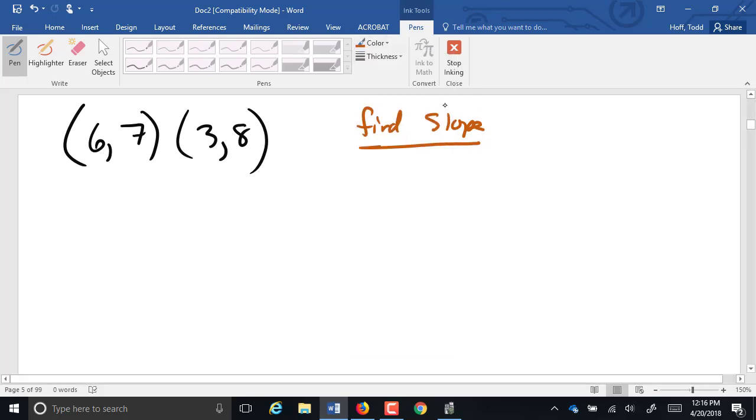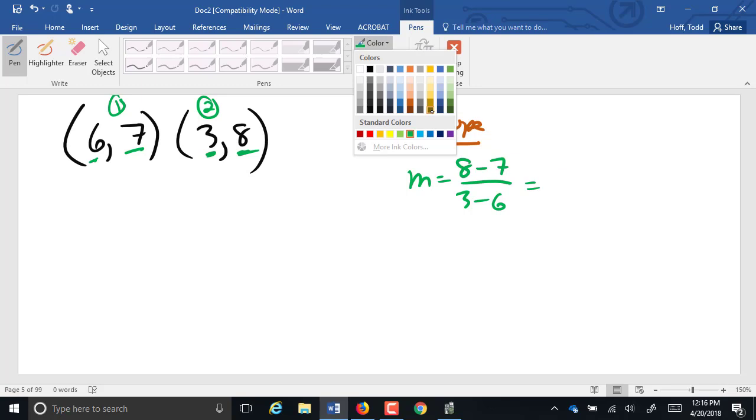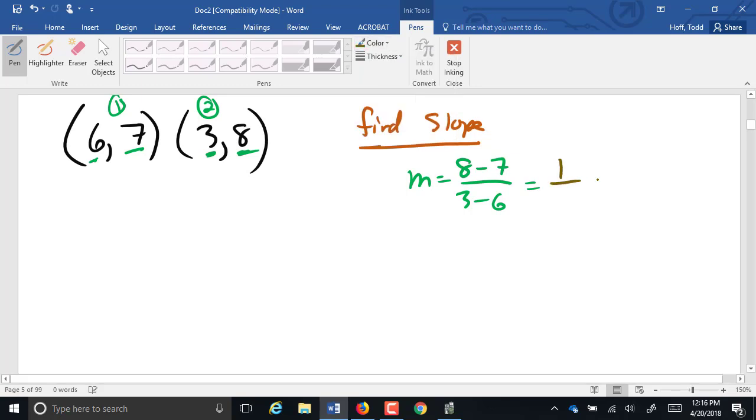Our slope, I call this point 1 and point 2, is going to be y2 minus y1, so 8 minus 7, over x2 minus x1, so 3 minus 6. 8 minus 7 is 1. 3 minus 6 is a negative 3. So it gives us a negative 1/3 as our slope.